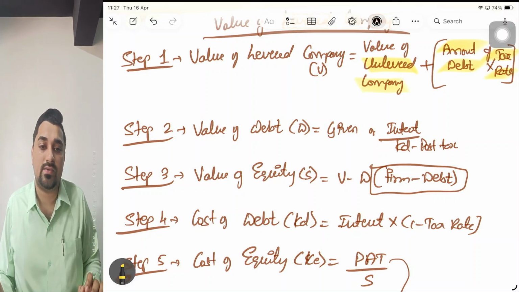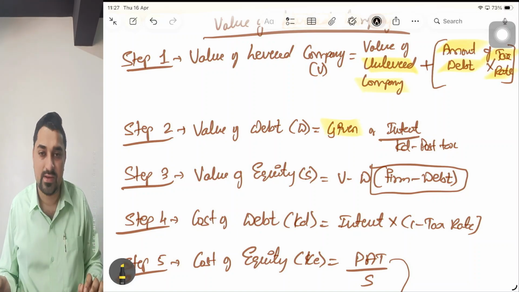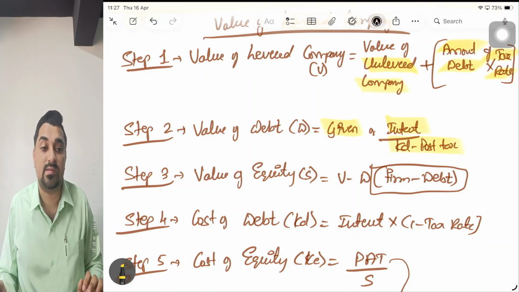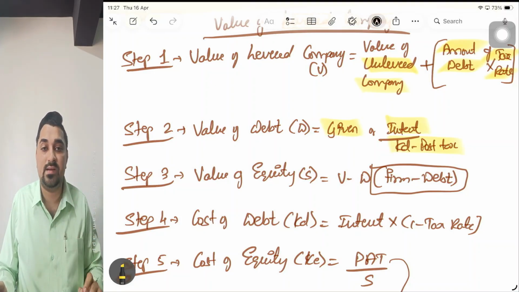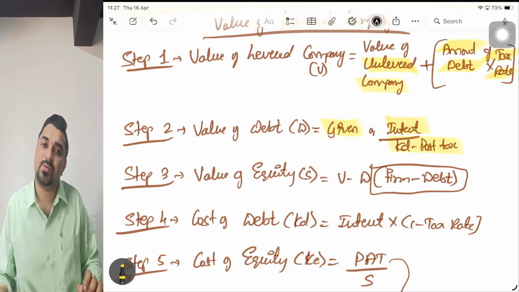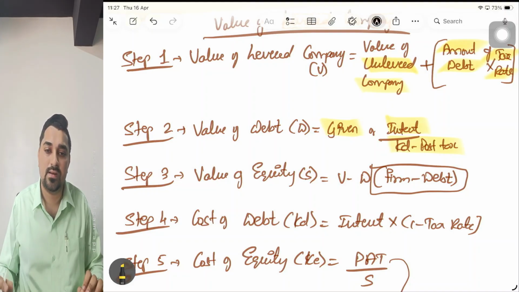Next, you need to find out value of debt. Value of debt will generally be given in the question. Otherwise, interest divided by KD. But here it is post-tax KD. Remember, for all other theories, KD means pre-tax because we had assumed that there are no taxes. But M&M with tax approach assumes that there are taxes. So KD is post-tax KD here.